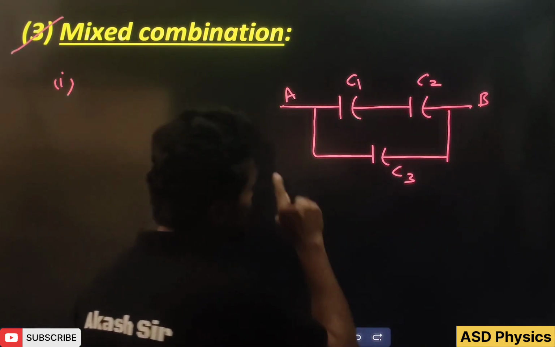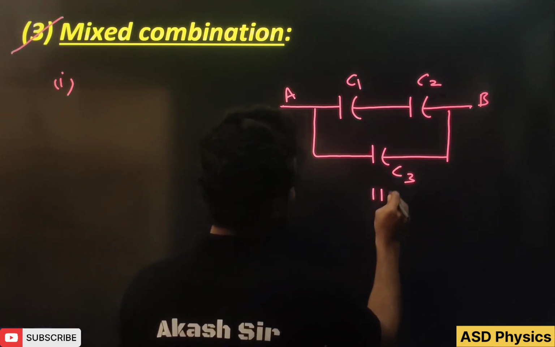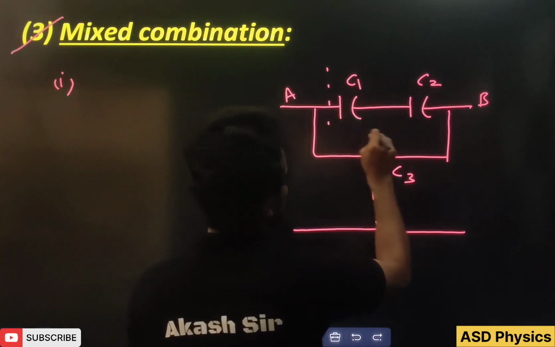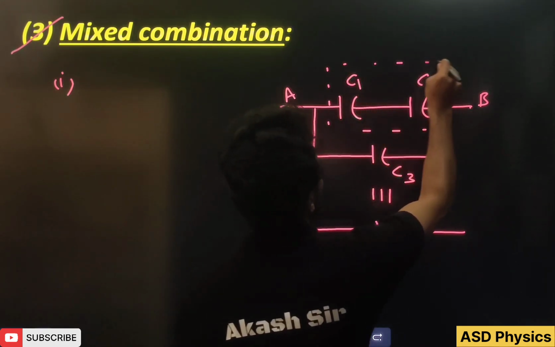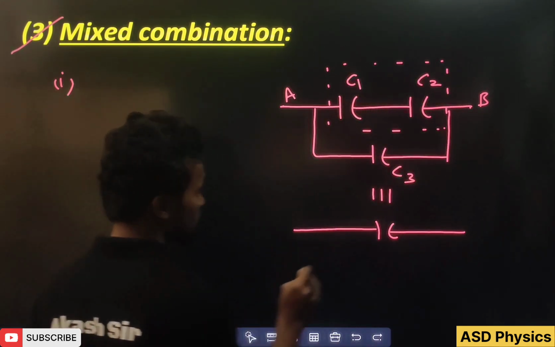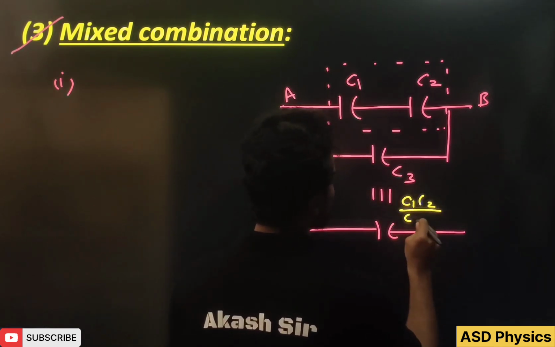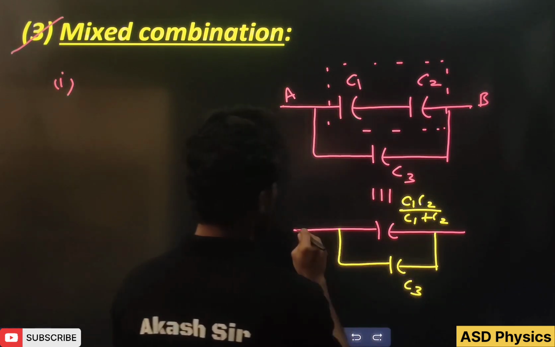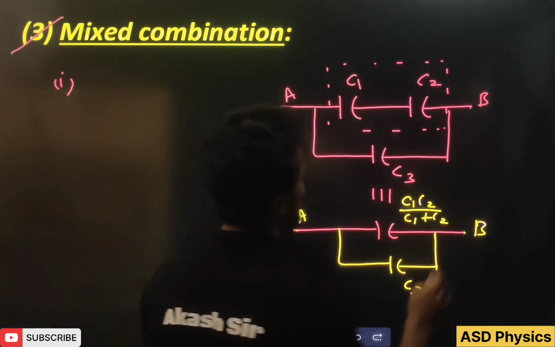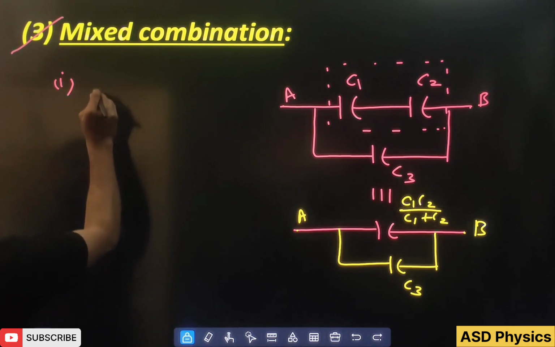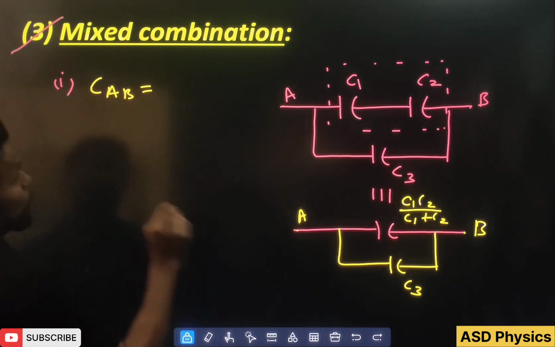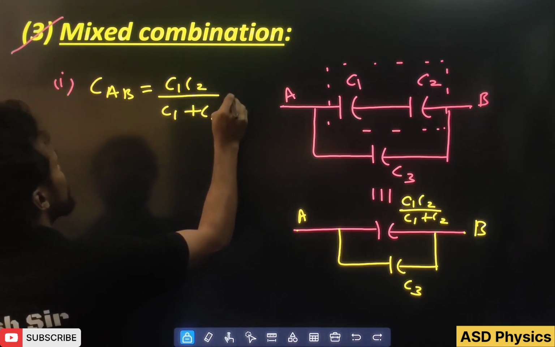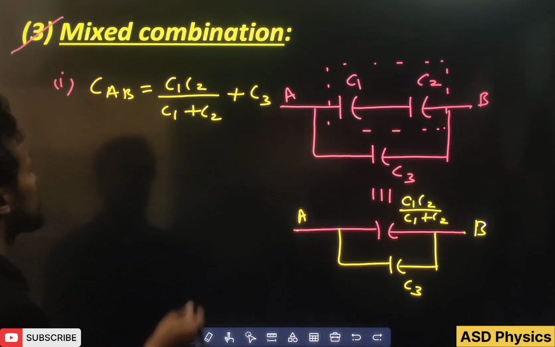What can we tell? C1 and C2 are connected in series. So if you draw the equivalent here, this C1, C2 are in series. That means this will become C1 C2 by C1 plus C2. And after that, here is C3, with terminal A and terminal B. Can you tell me what the equivalent CAB will become? This and this are in parallel. So we can write C1 C2 by C1 plus C2, plus C3. This one we have done.